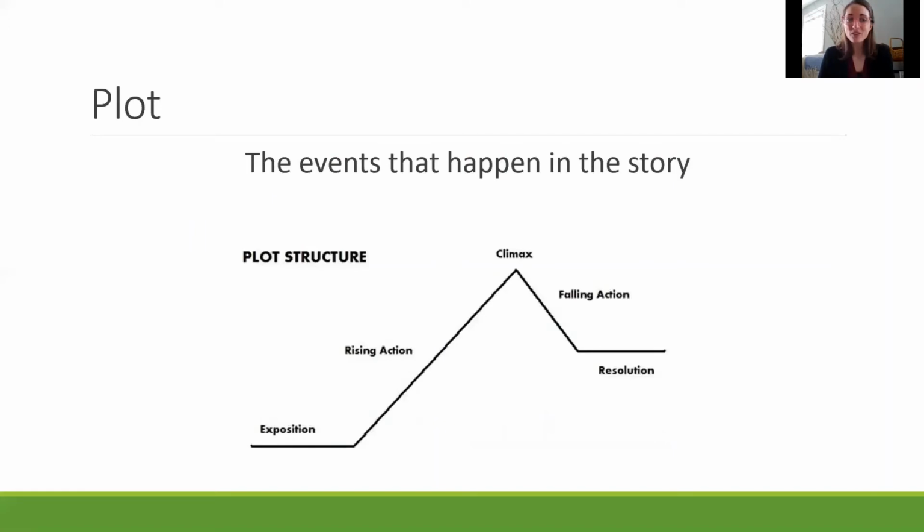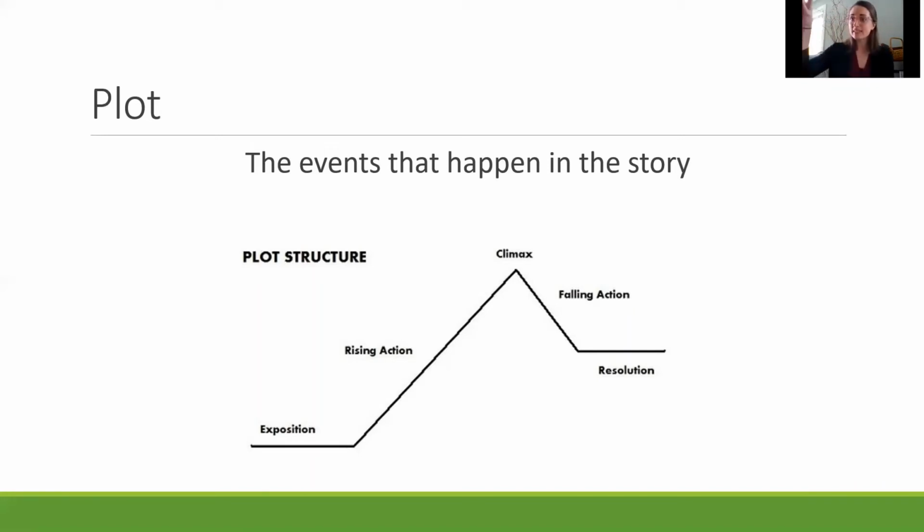Now our next category is plot, and plot is the events that happen in the story. Usually you'll see a plot structure very similar to the one on the screen here. You have the exposition, or the beginning, where you're telling the audience who and what and when and where to give them an idea of what's happening in the story.